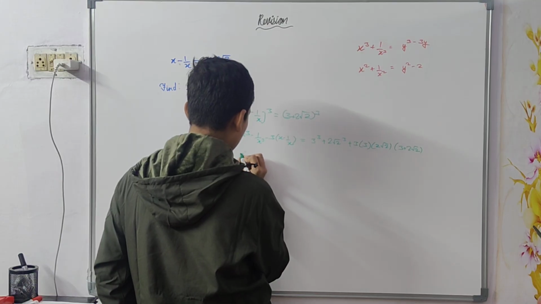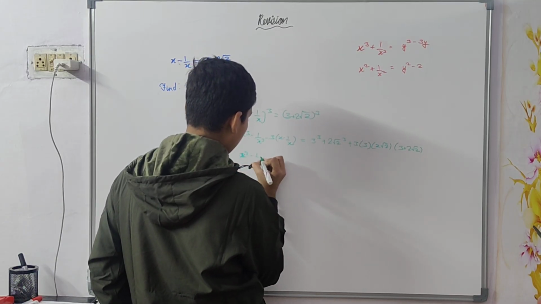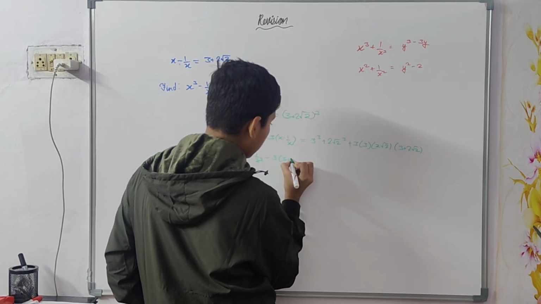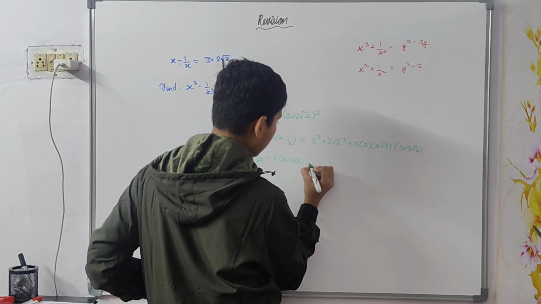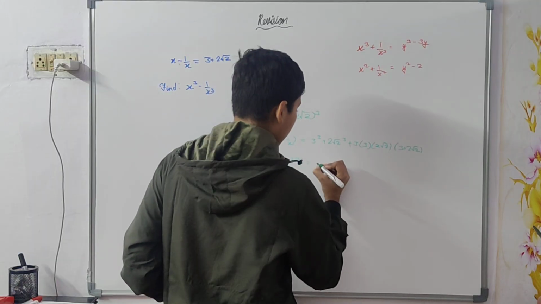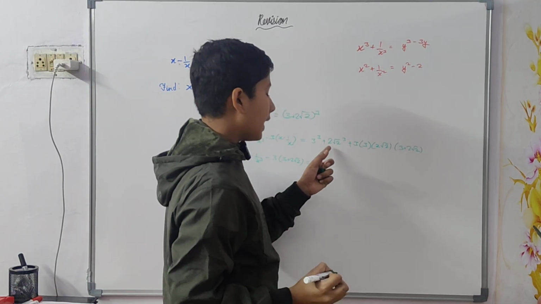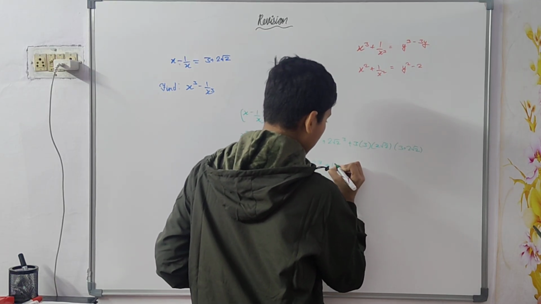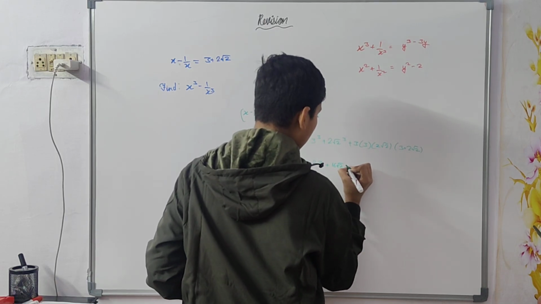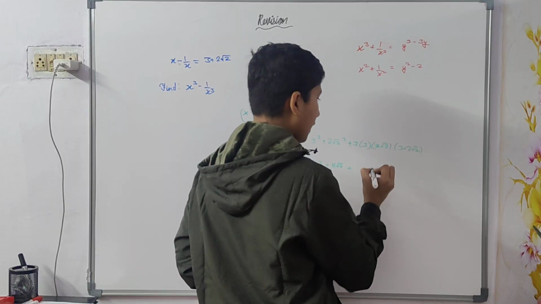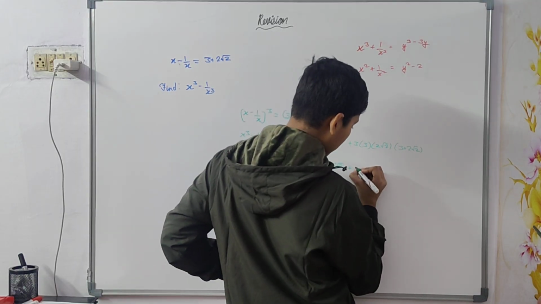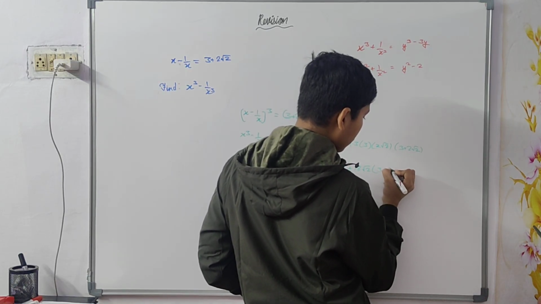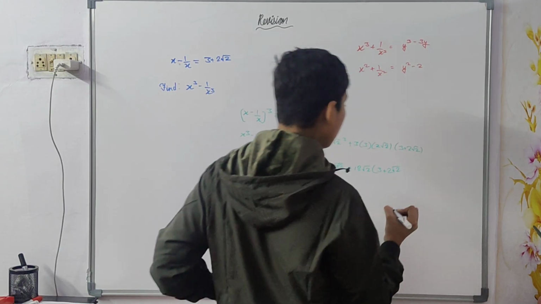Meaning x cube minus 1 by x cube minus 3 times 3 plus 2 root 2 equals 3 cube, what is it? 27, minus 8 into 2 cube, which is 16 root 2, plus 3 threes are 9, 9 into 2 root 2, 18 root 2, 18 root 2 into bracket 3 plus 2 root 2.